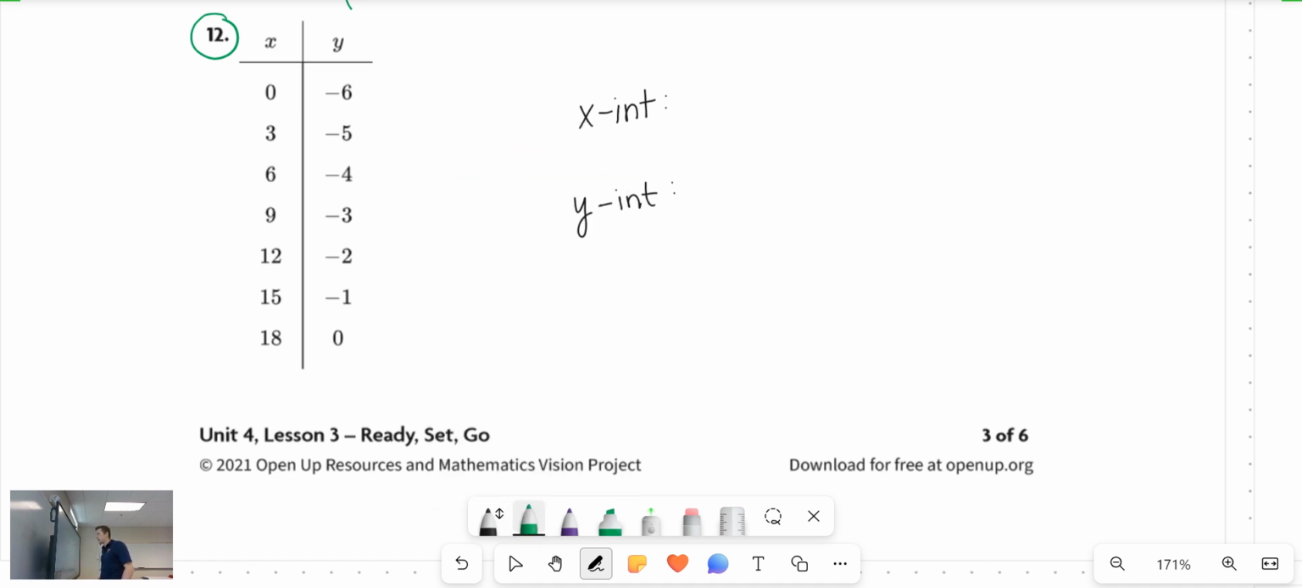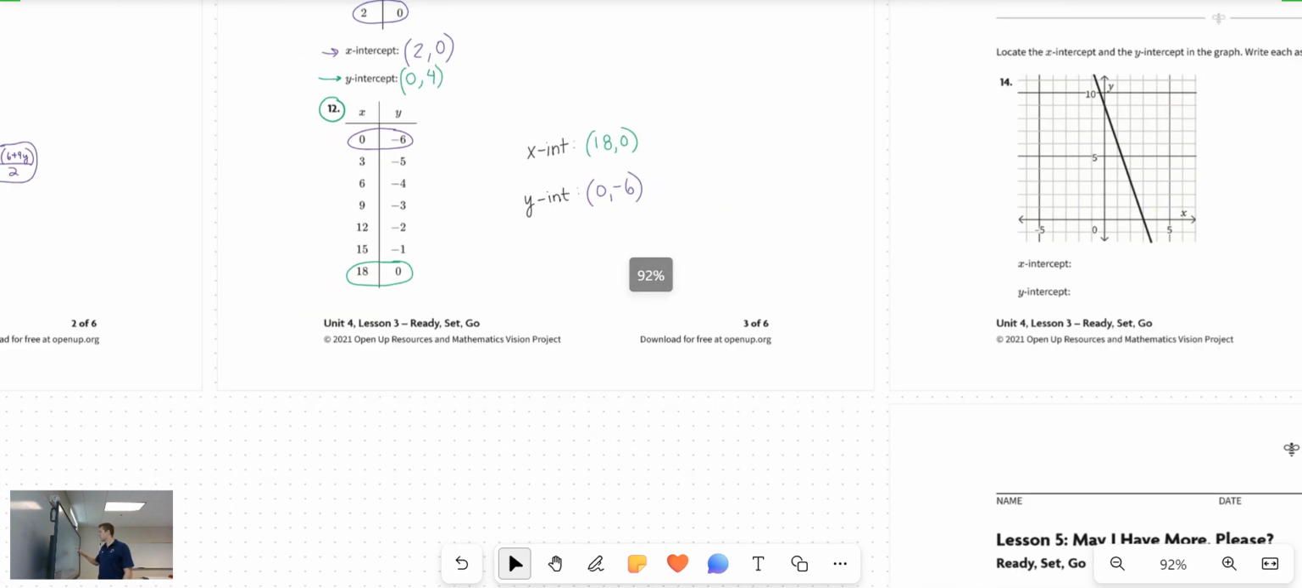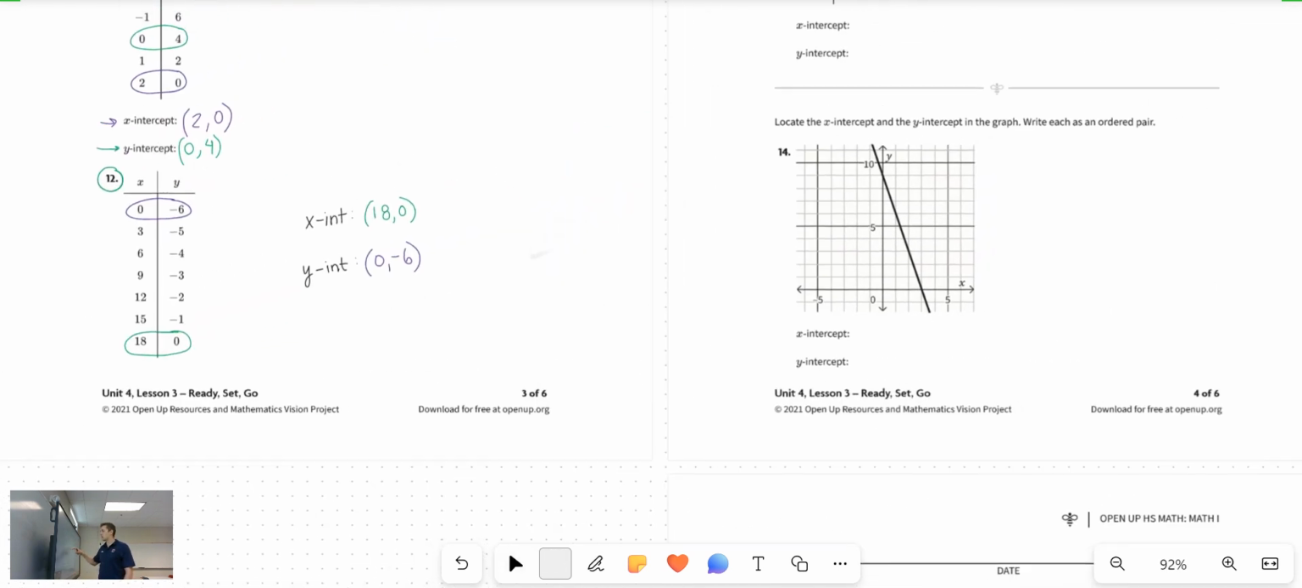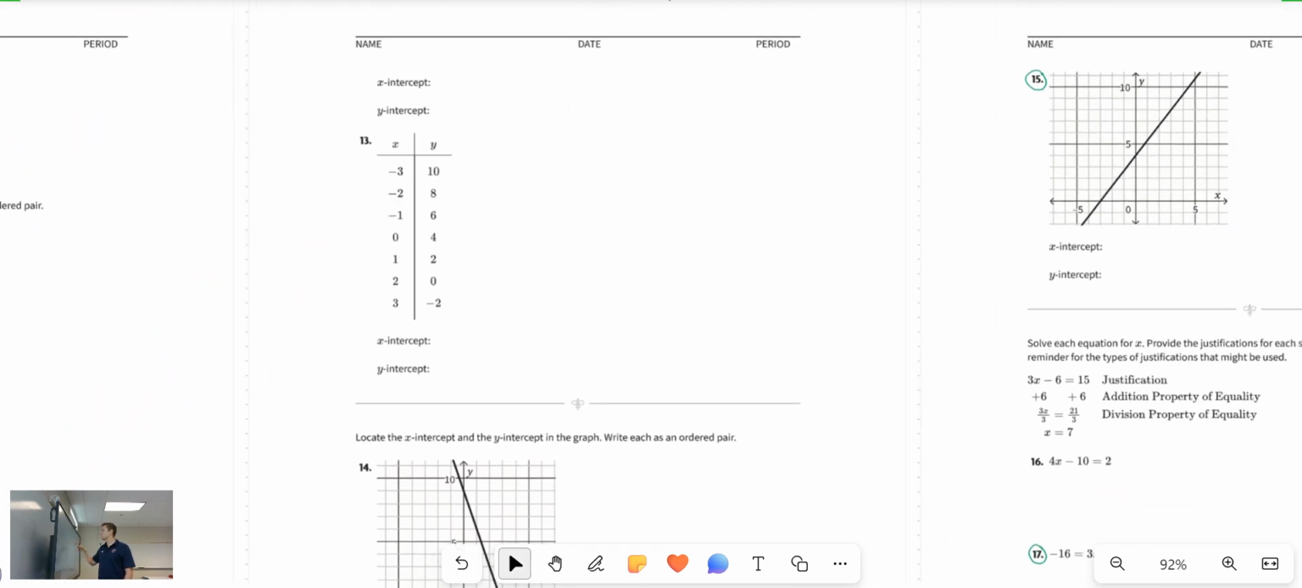Let's switch back to green. And we'll do the x-intercept first. So we're looking for y equals 0. I found that down here. So our x-intercept is 18, 0. And our y-intercept, it's actually this first one, is 0, -6. All right. So we got 11 and 12 done. And then we'll move over.